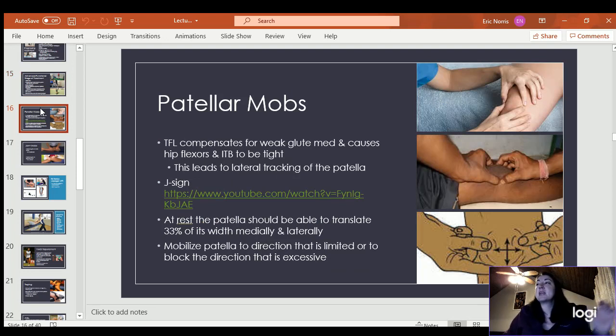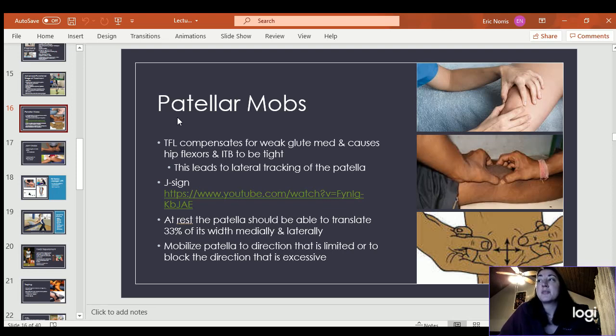Patellar mobs, okay? So there's a video that I will put in to the play posit, but oftentimes what will happen is the TFL is tight, and it sometimes will try and activate when the gluteus medius is weak. Again, there's that muscle imbalance there, tight hip flexors, tight IT band, weak gluteus medius and VMO. And that extra pressure and tightness from the lateral side will cause that J sign as you're activating the quad. The patella, instead of just going straight up, goes up and laterally.